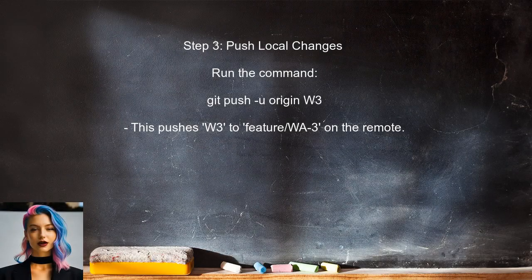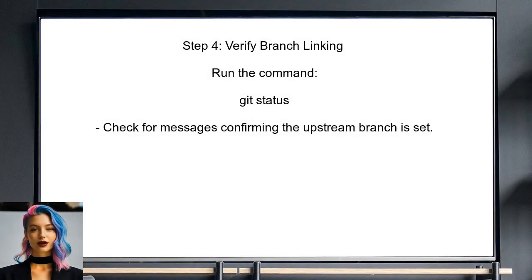After setting the Upstream branch, the user can now push their local changes to the remote repository. They should use the command that includes the -u flag to set the Upstream tracking. Finally, the user should verify that the branches are correctly linked. They can do this by running a command to check the status of their branches and ensure everything is set up properly.